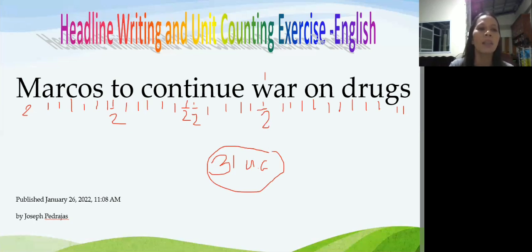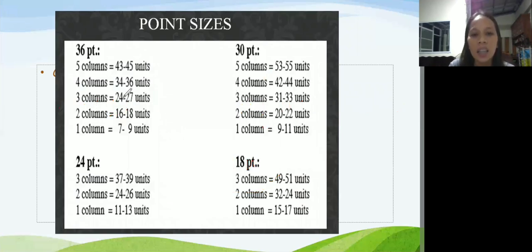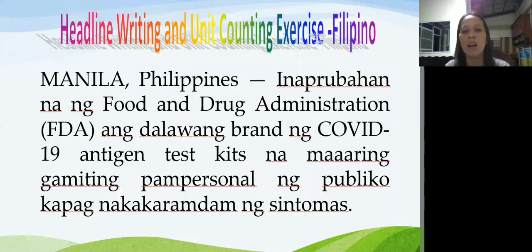Okay, so saan papatak ang 31 unit count? Okay, balikan natin yung table kanina. So 31 unit count ay pwede mo dito sa 30 points, 3 columns. 31 to 33. So 31 ang unit count natin. Okay, so yon. Next, punta naman tayo, headline writing Filipino and unit counting exercise.